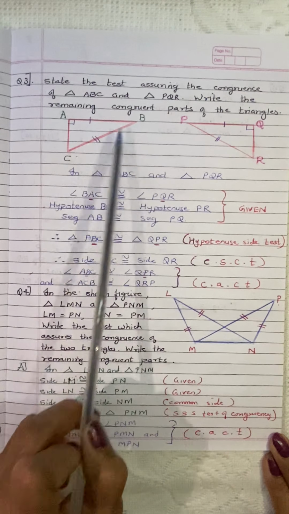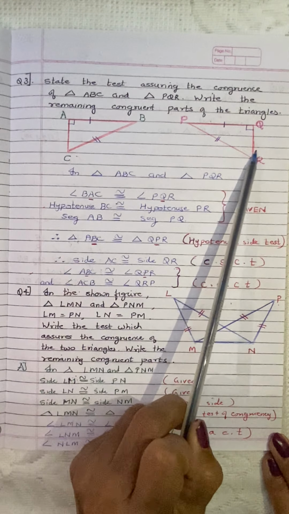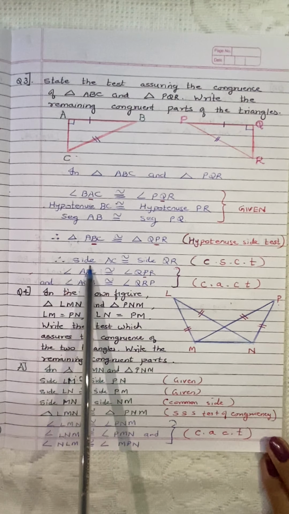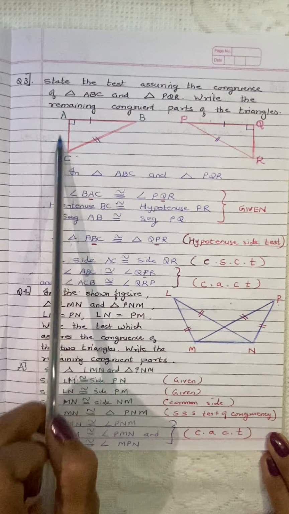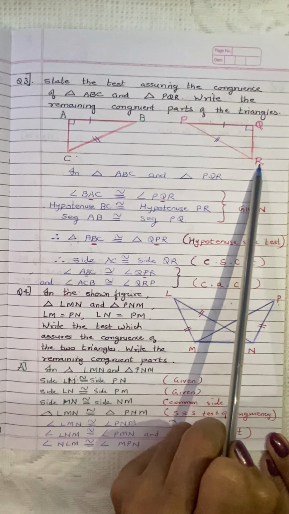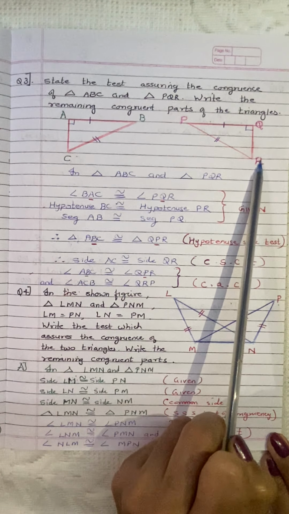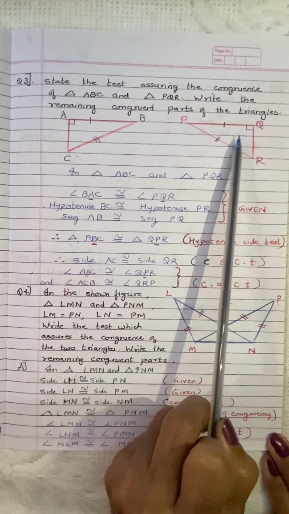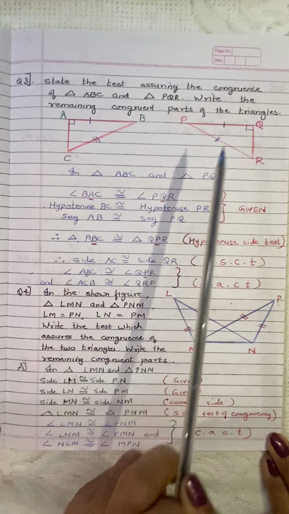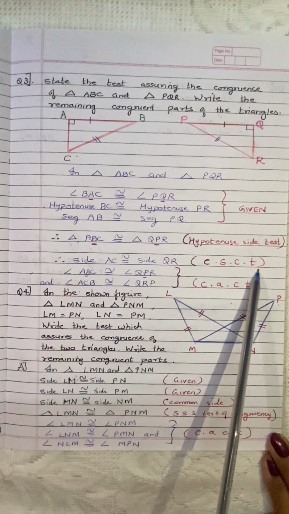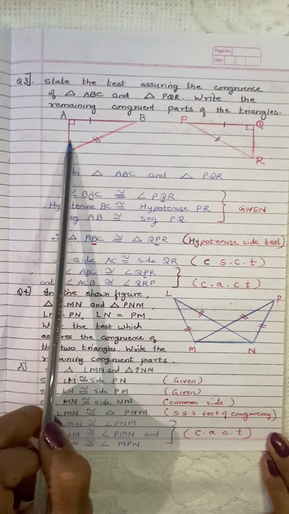Now other than this, we have to prove that this side is equal to this side. So side AC is congruent to side QR. So corresponding sides of congruent triangles. Now when these two sides are equal, naturally the third side is also equal. So we will write it as corresponding sides of congruent triangles. Then we come to the angle.